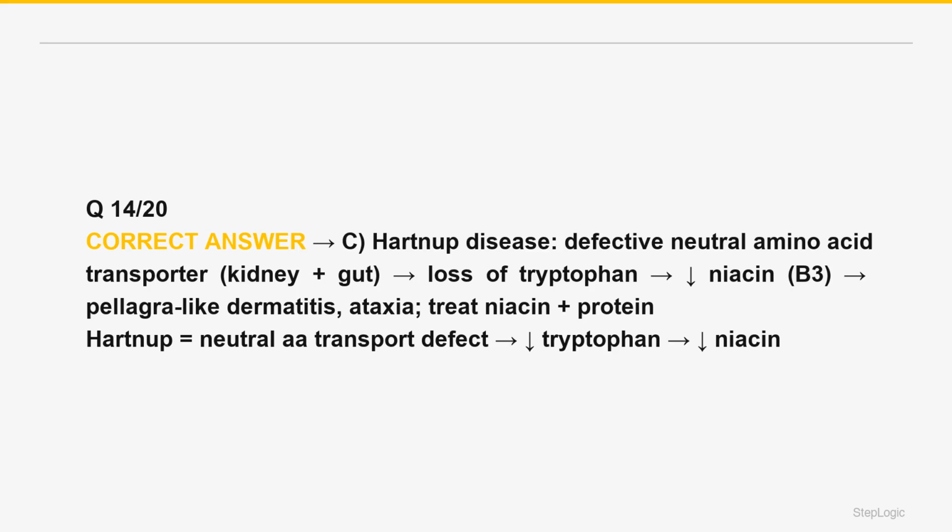The reason it mimics pellagra is the high-yield link. Tryptophan is the precursor the body uses to synthesize niacin, vitamin B3. Losing tryptophan therefore causes a functional niacin deficiency, producing pellagra-like features, the 3 Ds: dermatitis, a photosensitive rash, and cerebellar ataxia, neuropsychiatric symptoms.